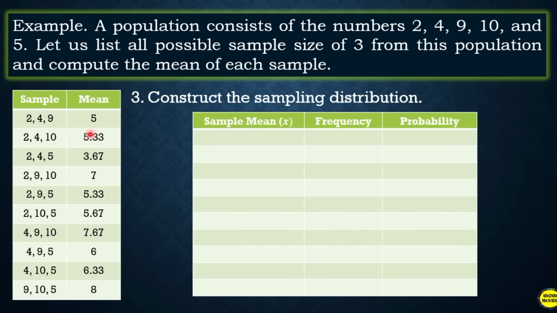Next, step number 3 is to construct the sampling distribution. So, this is what we had earlier, the 10 possible samples, and these are their corresponding means. Now, to construct the sampling distribution, this is what we need. We will make 3 columns: first is the sample mean, then the frequency, and then the probability.